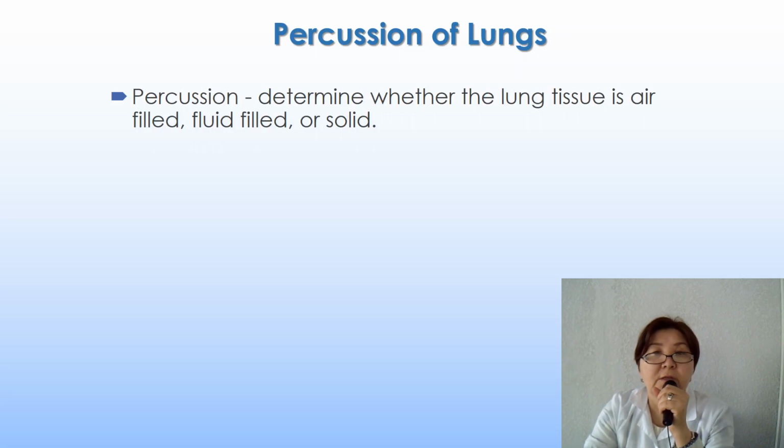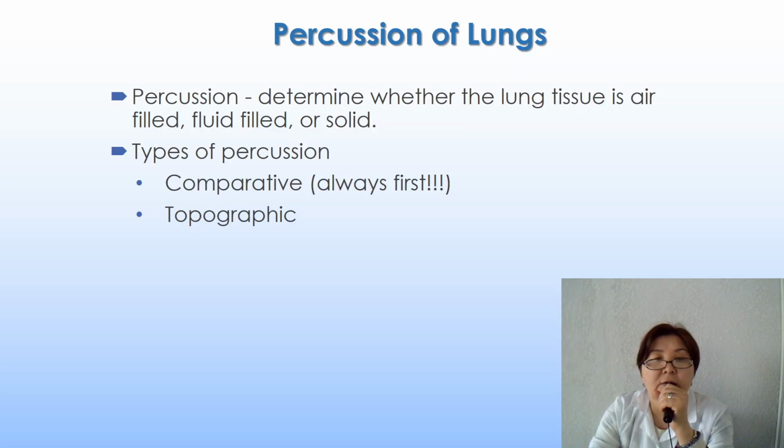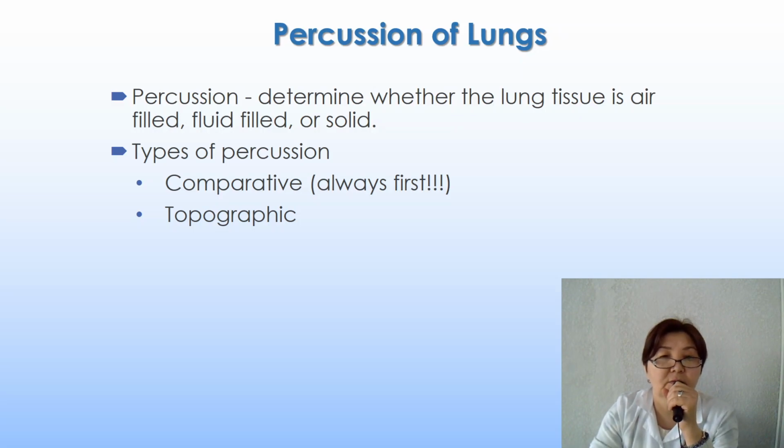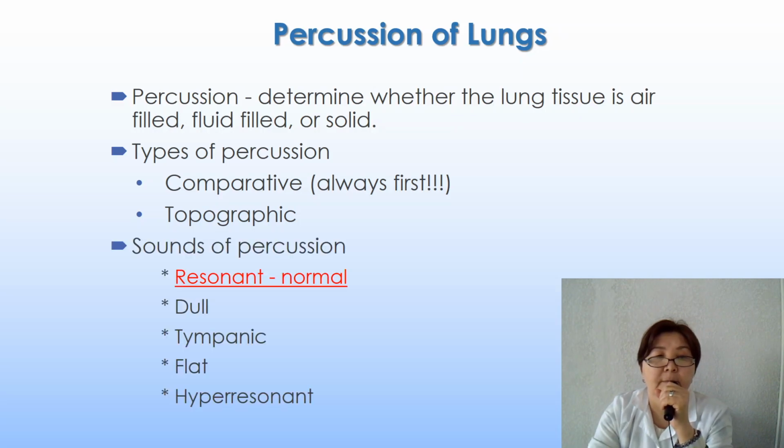The next method of examination is percussion. Percussion determines whether the lung tissue is air-filled, fluid-filled, or solid. There are two types of percussion, comparative and topographic. Pay attention, the comparative type of percussion is always first.